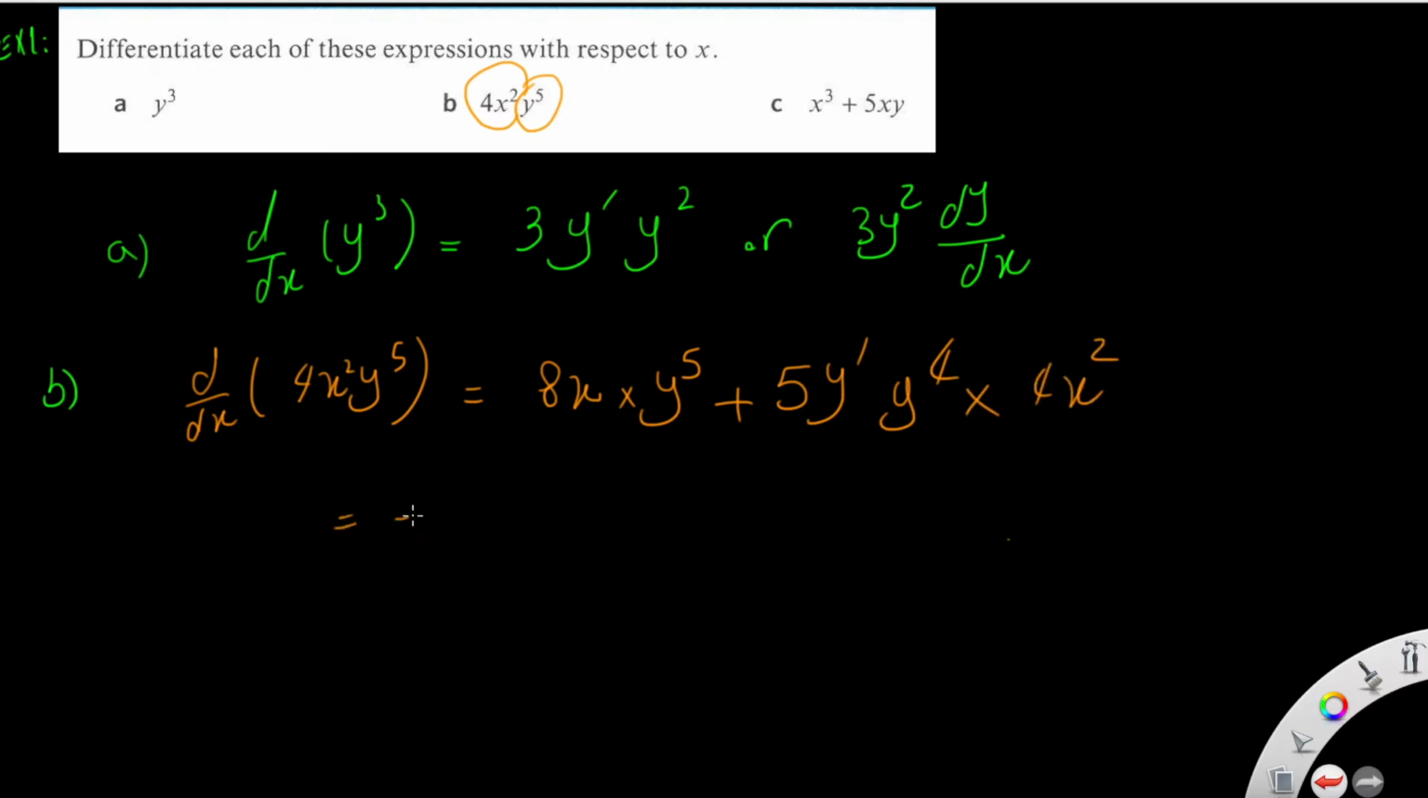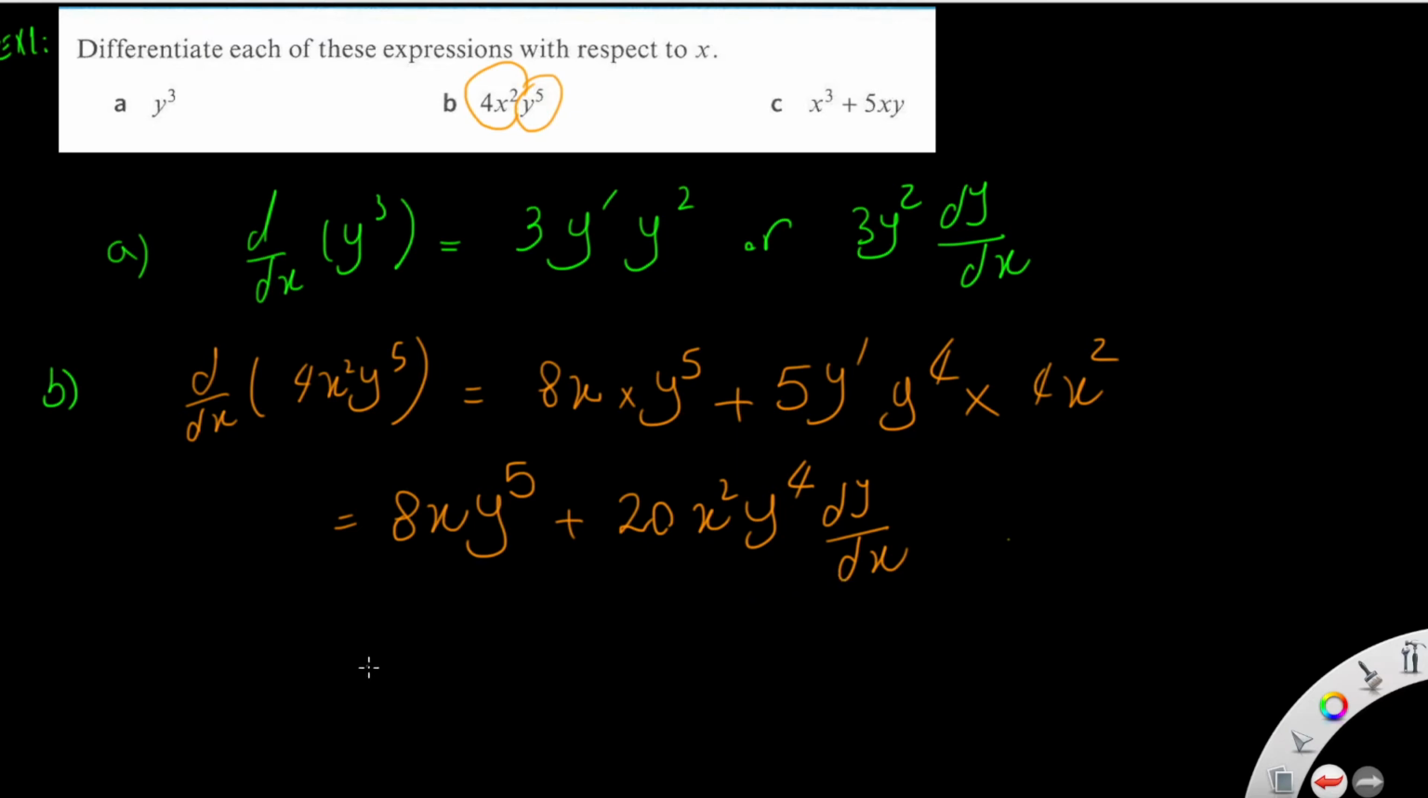Now it will be 8x y to the power of 5 plus, here you have 4 times 5, 20 x squared y to the power of 4. For y prime you can write dy dx. It is for the second one.